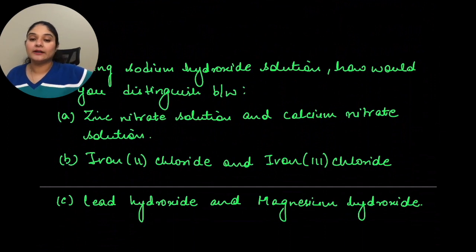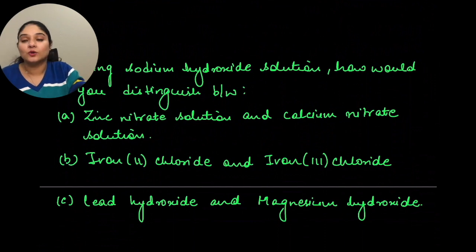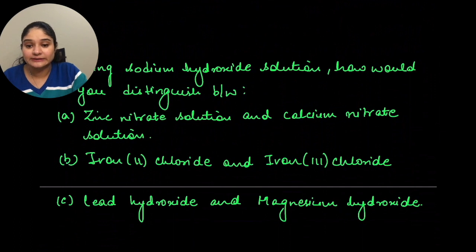Now the next is iron 2 sulfate and iron 3 sulfate. So iron 2 sulfate with sodium hydroxide will give you a dirty green precipitate. And for the second one, you will get a reddish brown precipitate. Now the third is lead hydroxide and magnesium hydroxide. When we add sodium hydroxide to lead hydroxide, it dissolves. Whereas when you add it to magnesium hydroxide, there is no visible reaction, because magnesium hydroxide will remain insoluble. Okay. Let's move to the next question.